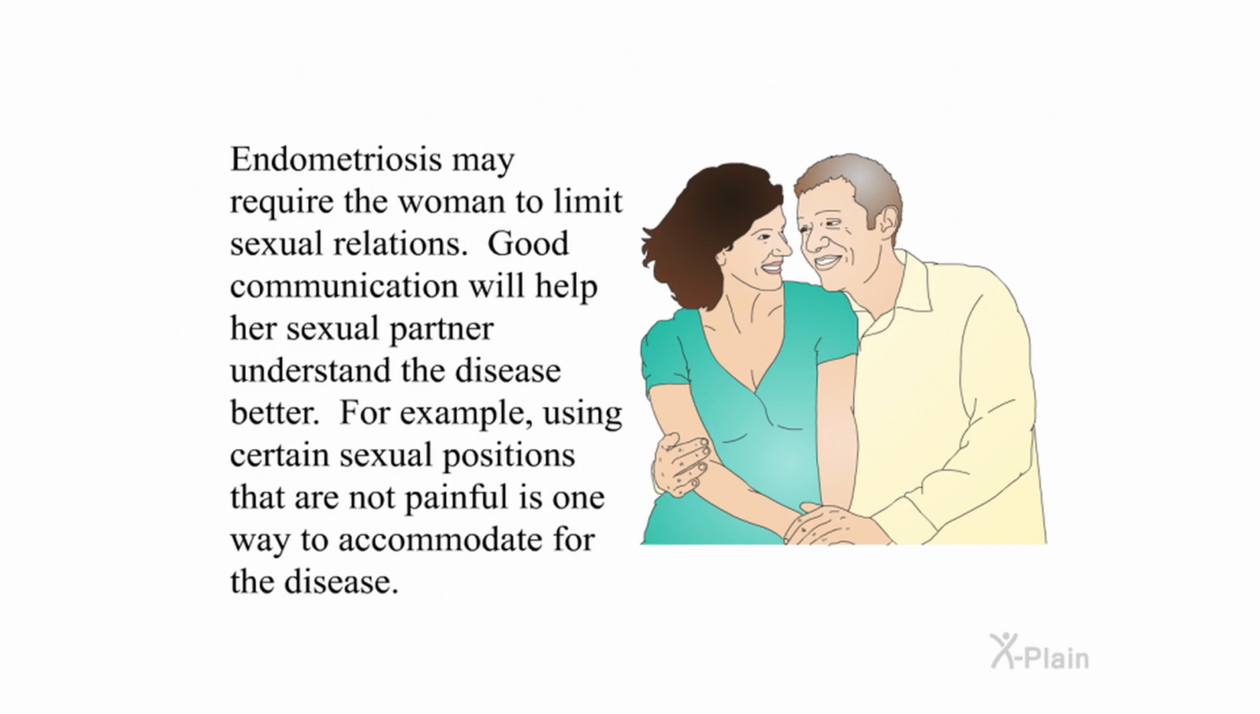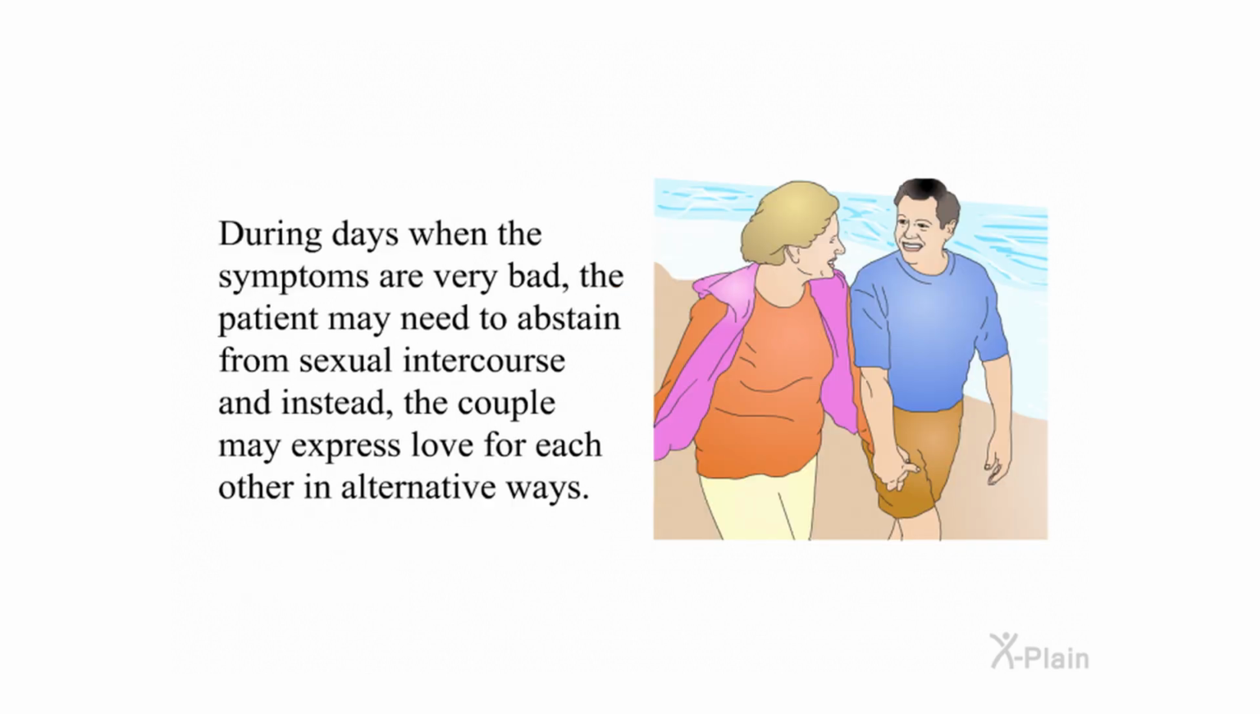Endometriosis may require the woman to limit sexual relations. Good communication will help her sexual partner understand the disease better. For example, using certain sexual positions that are not painful is one way to accommodate for the disease. During days when the symptoms are very bad, the patient may need to abstain from sexual intercourse, and instead, the couple may express love for each other in alternative ways.